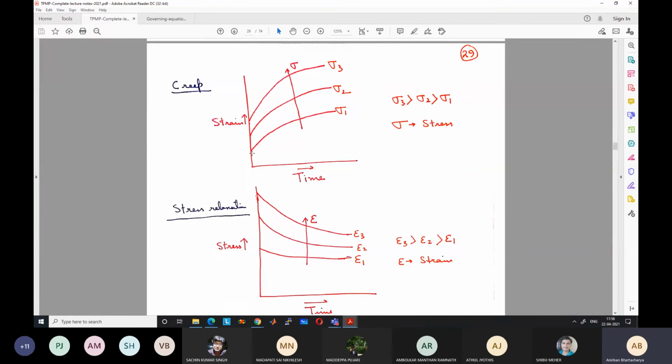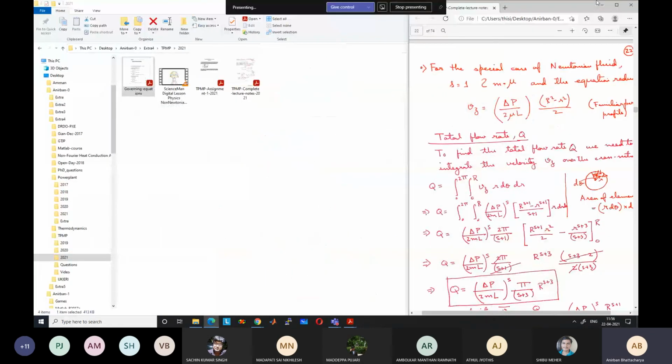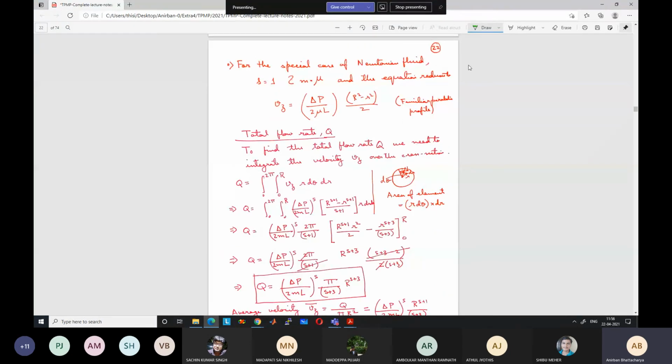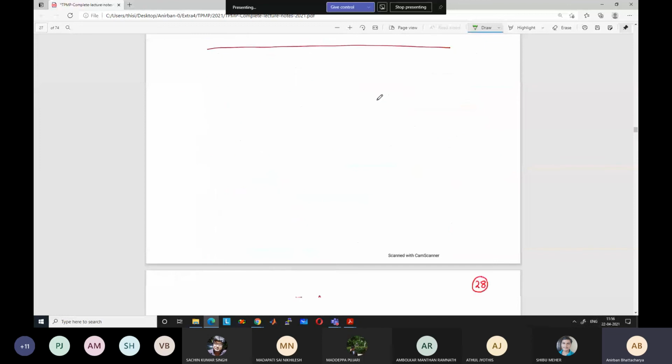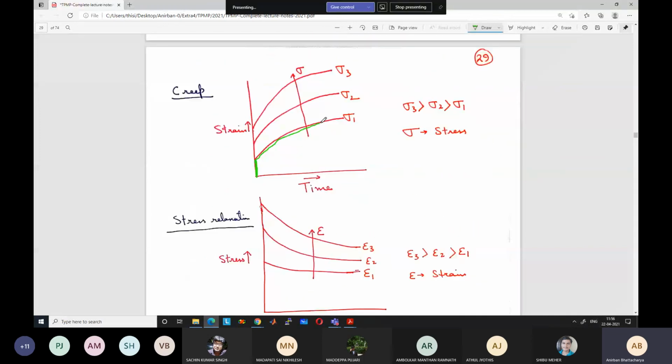Let me open this one. It is easier to draw here. So instantly we will have a deformation, this deformation. Then with time more and more deformation occurs. We keep the stress constant at sigma 1, but the strain keeps on increasing with time. So we get more and more strain with increasing time. This is the behavior which is known as creep.